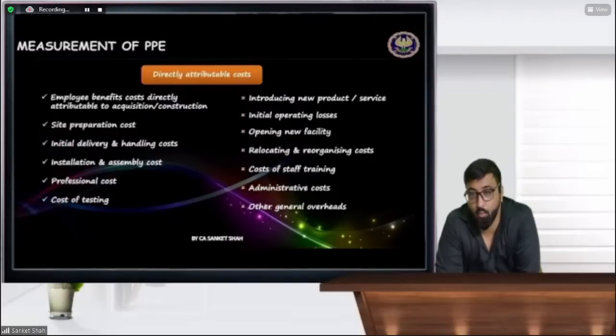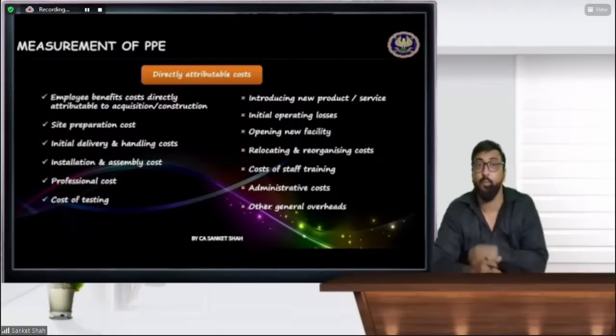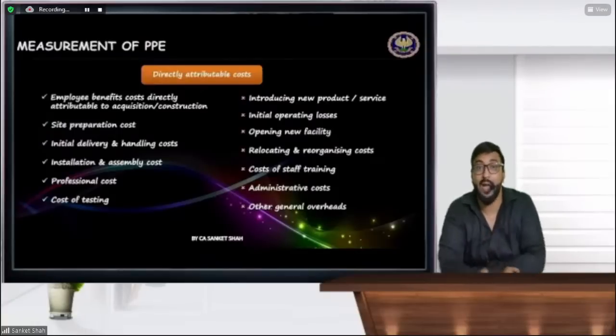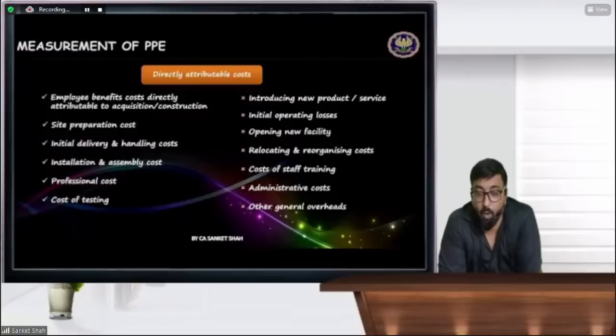Professional cost: professional people, if you are hiring them. In simple language, I'm telling you one example. When I want to set up my studio or my classes setup, at that time we called some professional persons to set the mic or speakers, and we paid them a huge amount, so that professional cost is also added. Cost of testing is also added when you set up the machine.